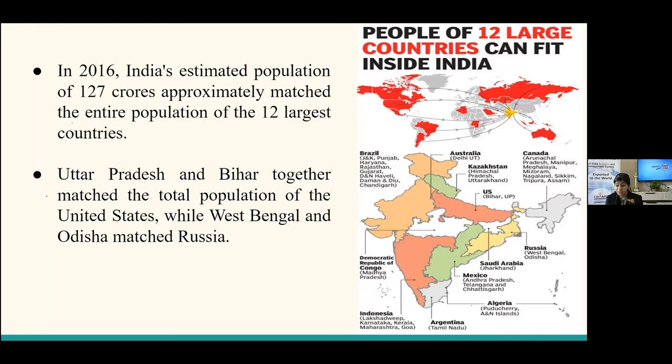Not only this, Uttar Pradesh and Bihar together matched the total population of the United States. Not only this, West Bengal and Odisha matched the population of Russia. So now you know how drastically populated our country is. And if we talk about the current population of India, it is more than 1.39 billion, approximately 139 crore. So in this situation, tracking a criminal in any Indian state would be equivalent to a worldwide search of several European nations.